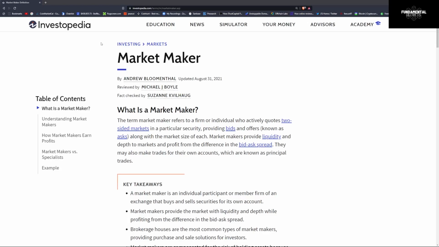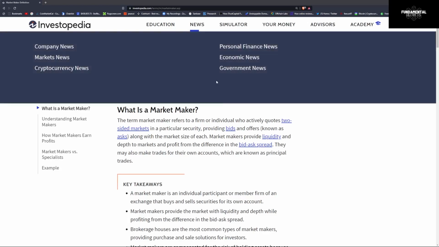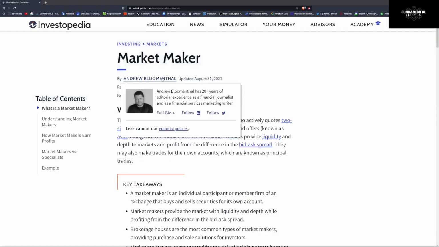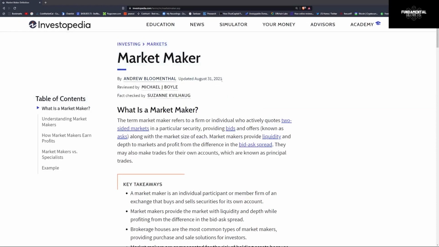So in this article, made by Andrew Blumenthal, pretty accredited guy right here, updated August 31st, 2021, reviewed, fact checked. I don't know what the fact check is. They just got to stop with that. But you can do your own research and figure out whether it's true or not.